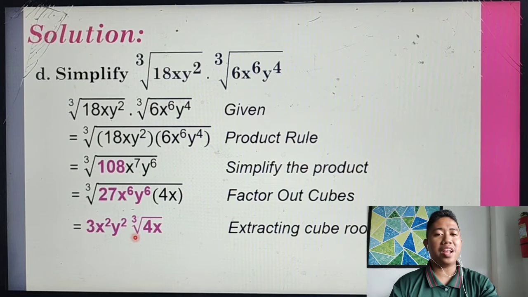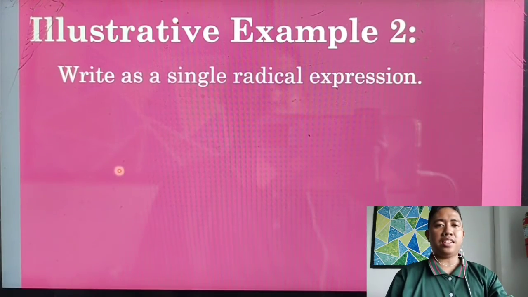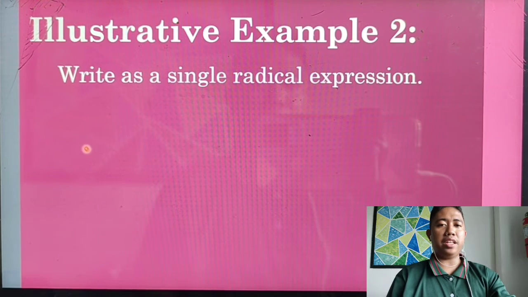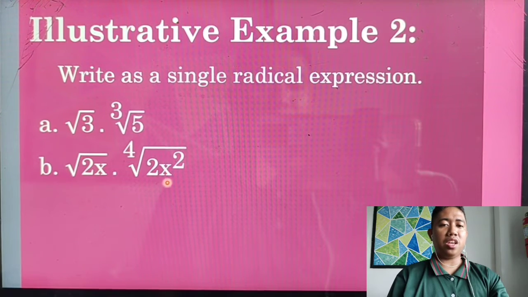So, my dear friends and students, that is how you multiply these two radical expressions. Let's move on to our next illustrative example, number 2. Write as a single radical expression the product of these two radicals. Letter A: the square root of 3 multiplied by the cube root of 5. And letter B: the square root of 2x multiplied by the 4th root of 2x squared.